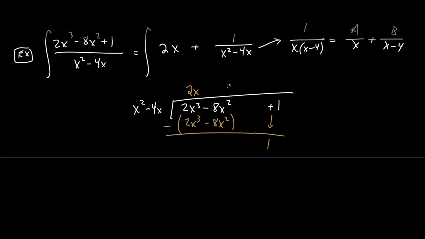Okay? So hopefully this is making some sense, right? We're going to use our long division. We're going to tackle these improper rational functions. We're going to turn them into proper, and hopefully we get a nice integral in the end that we'll be able to work with. Okay?